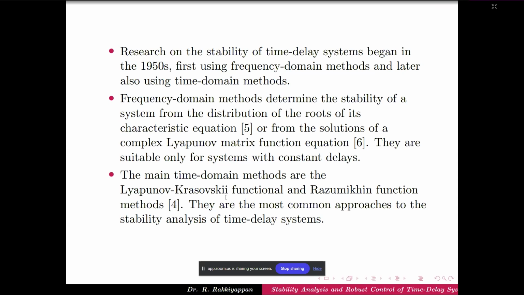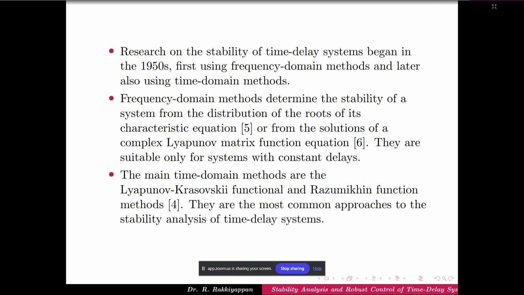Research on stability of time delay systems began in the 1950s, first using frequency methods and later also using time domain methods. The frequency domain methods have limited applications, whereas the time domain approach has many applications, for example in physics as well as biology.